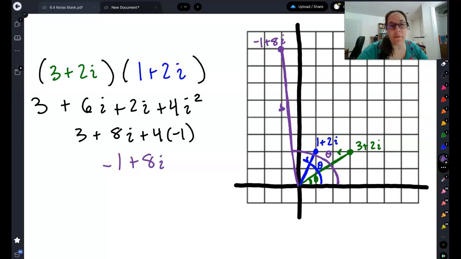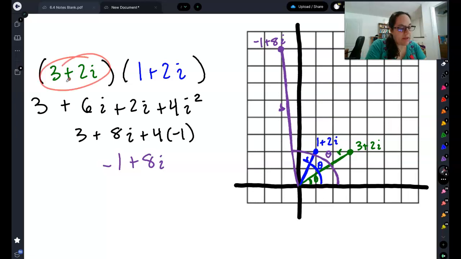Welcome to lesson 6.4. Now before we jump into this lesson, it would be very helpful to review some things about imaginary or complex numbers that you learned back in algebra. Let's start right here. Let's review multiplying complex numbers.